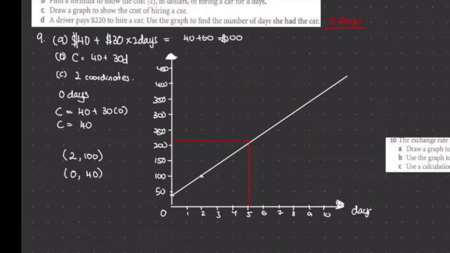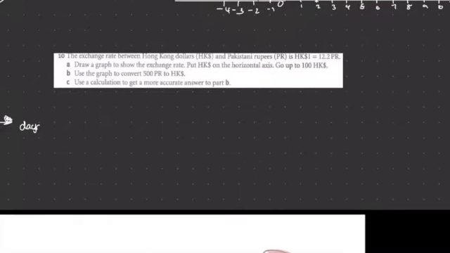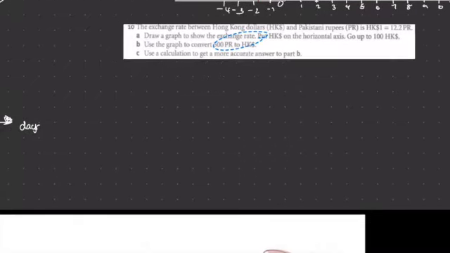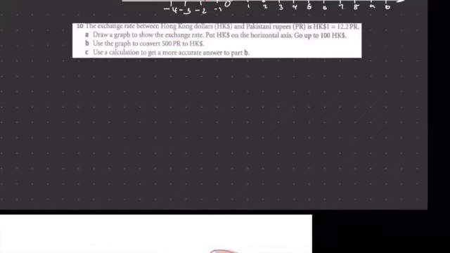Okay, now let's look at number 10. The exchange rate between Hong Kong dollars, HK dollars, and Pakistani rupees, PR, is HK$1 equals 12.2 PR. Draw graphs to show the exchange rate. Put HK as the horizontal axis, going up to 100 HK dollars. Use the graph to convert 500 PR. So 100 Hong Kong dollars would be 1,220.